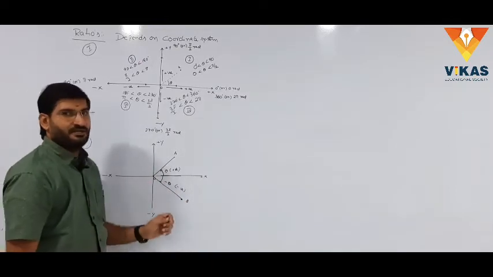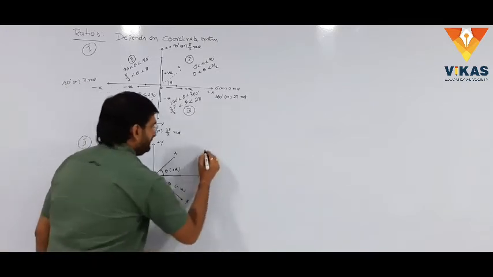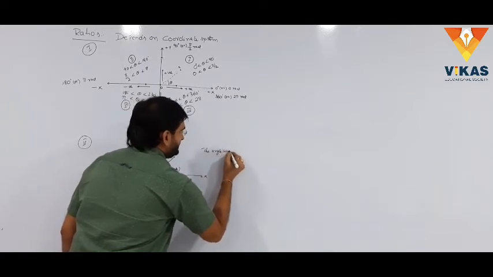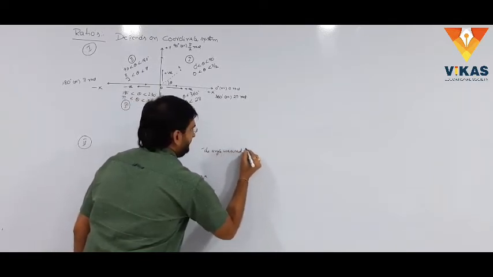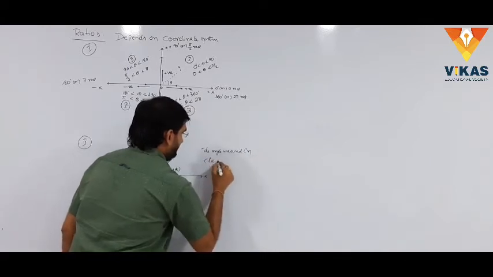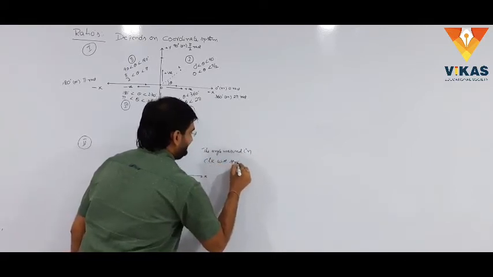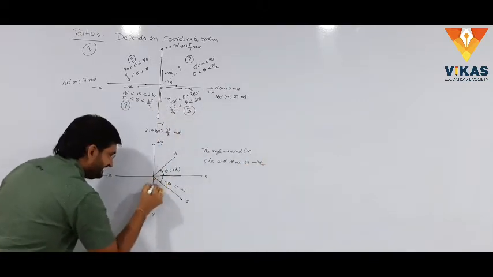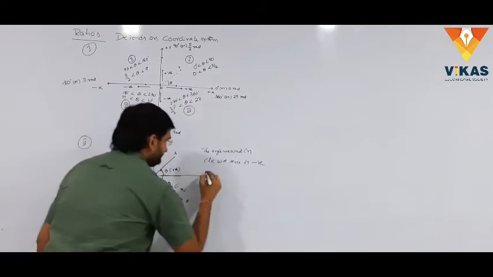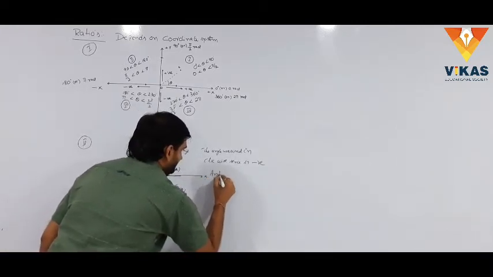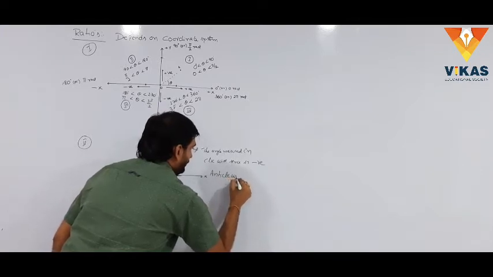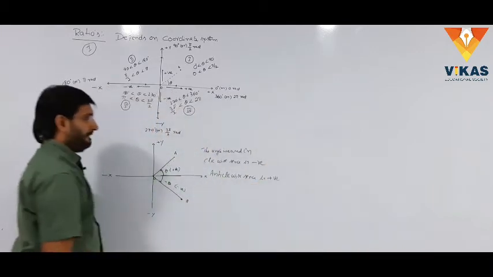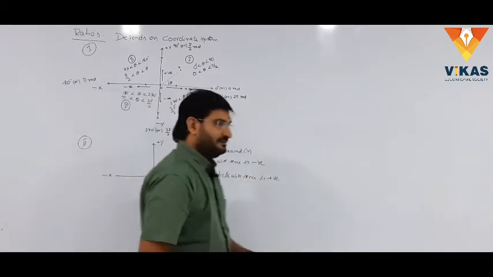From this concept, we understand that an angle measured in the clockwise sense is negative, and an angle measured in the anti-clockwise sense is positive. Here we observe clearly, dear students, please understand.